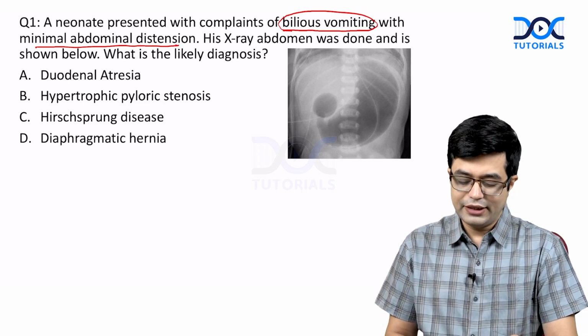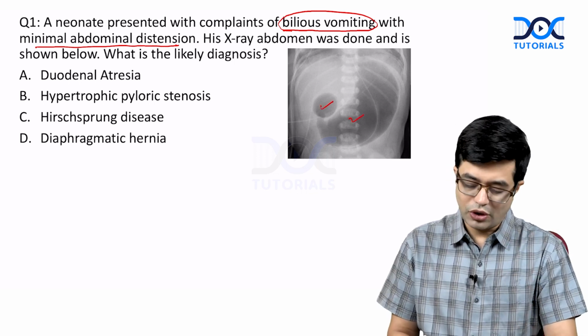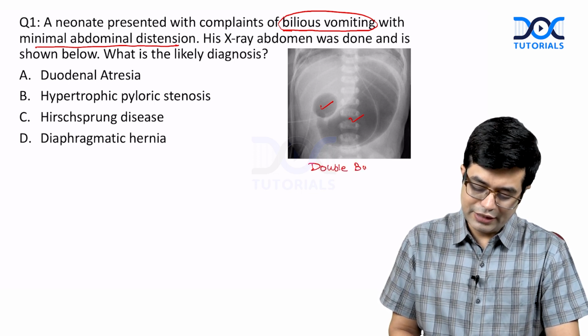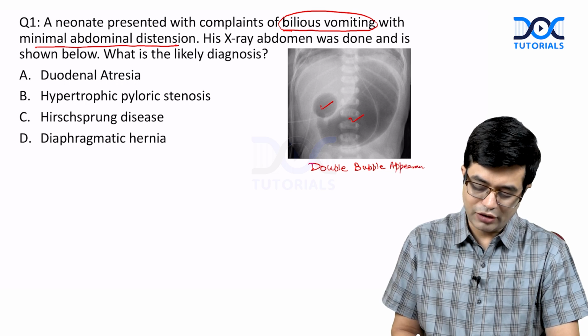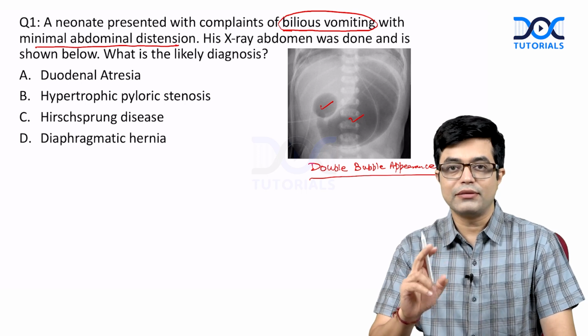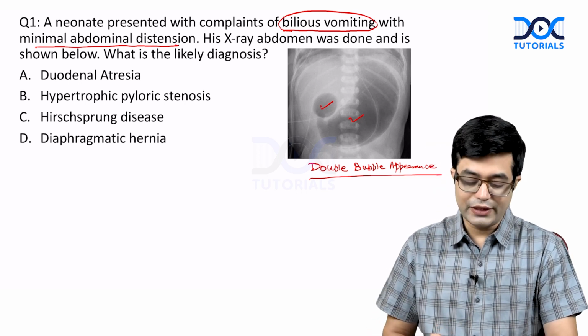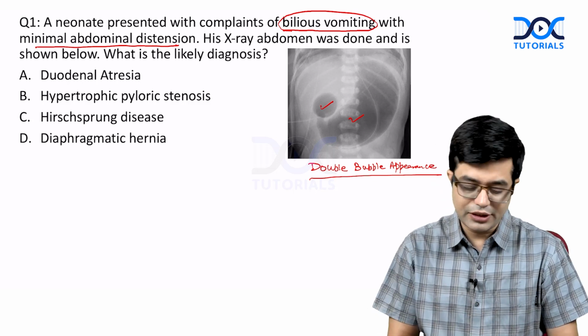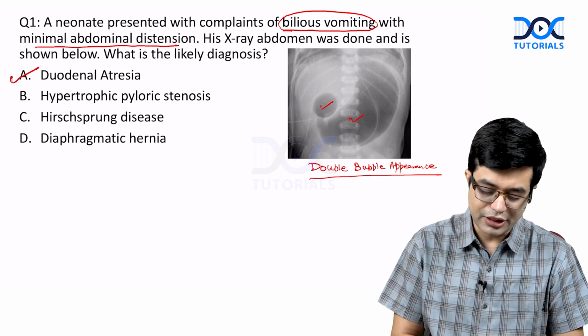As you can see, there are two bubbles seen here. One is the stomach bubble and one is the proximal duodenal bubble. So this is the so-called double bubble appearance. It's a very frequently discussed question in most of the discussions that we had online as well as offline. I have discussed that with a double bubble appearance, the most common cause in a newborn is always duodenal atresia. Atresia means absence of lumen formation. The answer here is duodenal atresia.